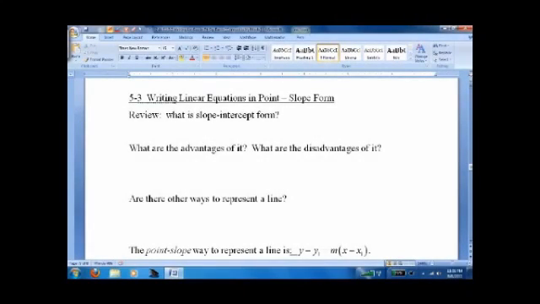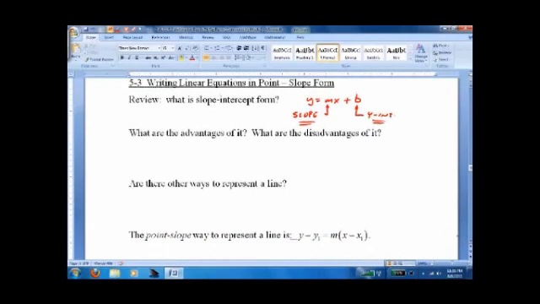In this lesson, we're going to look at writing linear equations in point-slope form. So just to review, we've been working in slope-intercept form, which is y equals mx plus b, where b is the y-intercept and m is the slope. Two things we typically want to know about lines, so it's pretty handy.